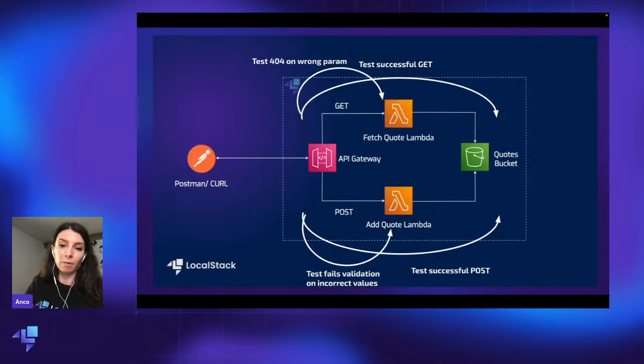So for example, for a post action without the author field, an exception will be thrown. We also need to test that we get a 404 for the wrong query parameter. So let's jump into the code.